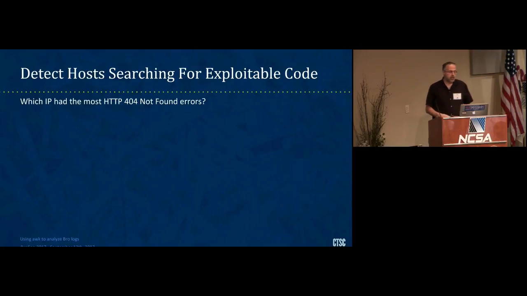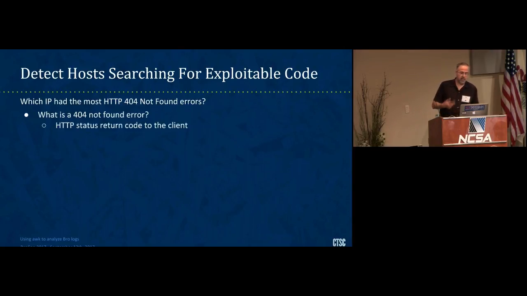When we're detecting hosts, here's a use of awk. Detect hosts searching for exploitable code on your website or any web server, in the case of Bro, or any web request that's being made over your network. One thing you might want to do is ask which IP had the most HTTP 404 not found errors. So what is a 404 not found error? Well, it's an HTTP return status. The web server sends back this code to the client when it makes a request for a certain URL.